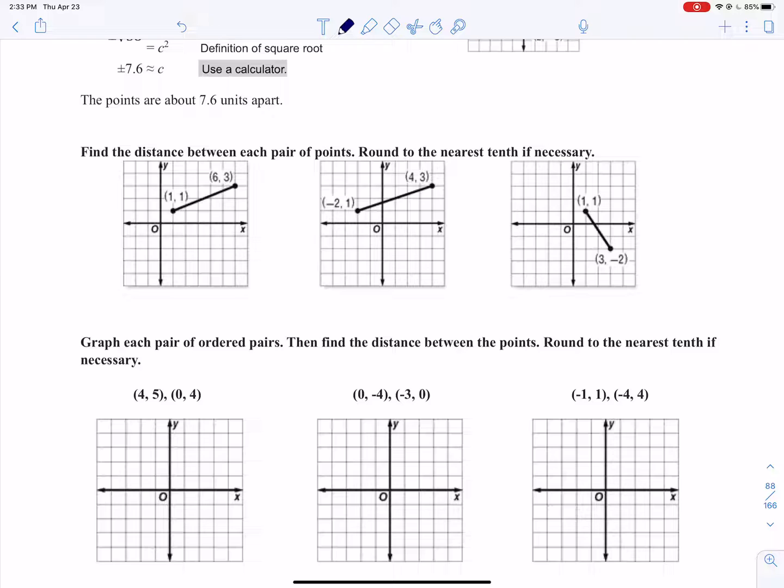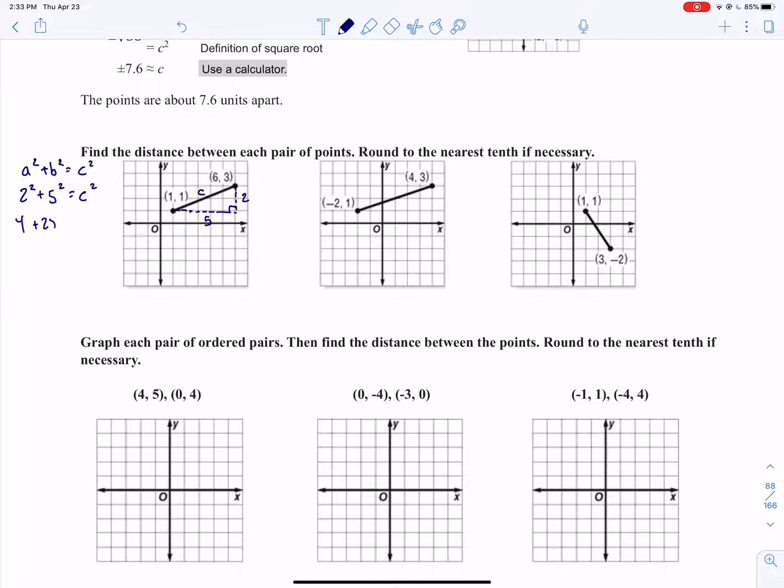So the first one, I'm going to finish off my triangle. It has to be a right triangle, and it is a right triangle if we're using the grids. So we need to know the side lengths. This one is 2. This one is 5. So a squared plus b squared equals c squared. We're looking for side C, the distance between those 2 points. So 2 squared plus 5 squared equals c squared.